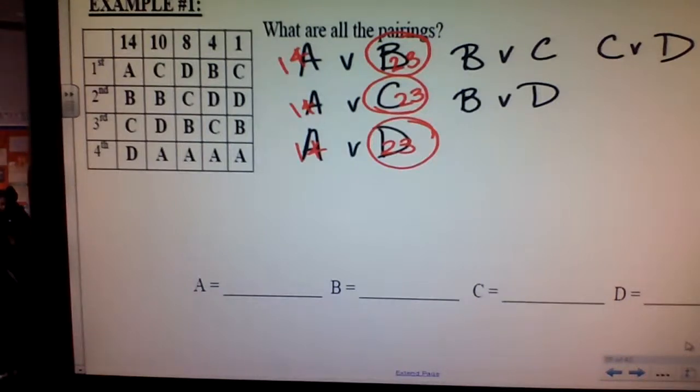We move on. B versus C. First column, B. Second column, C. Third, C. Then B, B, C, and C. So now B has 18, and C has 19. Just enough to push them ahead.